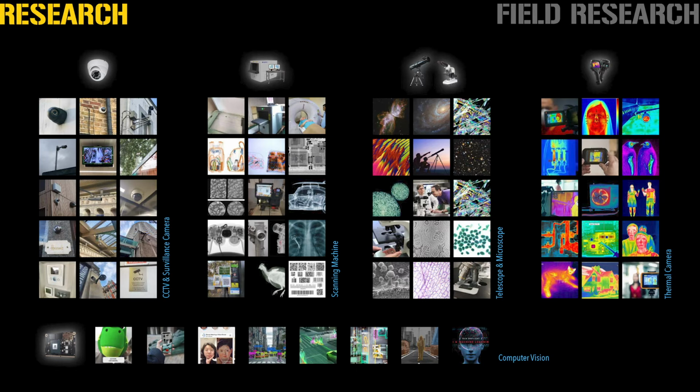First, CCTV and surveillance cameras, which can be found everywhere in our lives. Second, different scanning machines, ranging from basic scanners to barcode readers. Third, telescopes and microscopes, and fourth, thermal cameras. All of these image machines are then connected with computer cognition systems to interact with us.